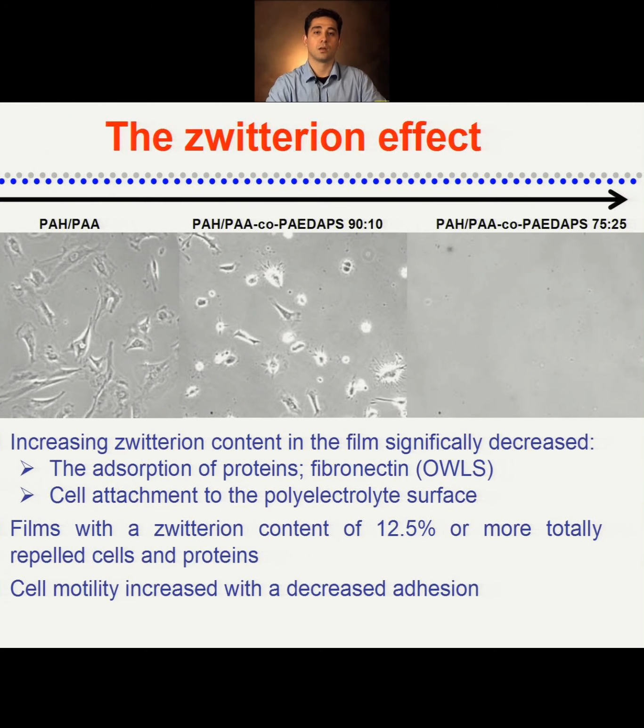As you know, the cell membrane contains between 50 and 75% of zwitterionic phospholipids. So we were interested to look at how the zwitterionic content of the films affects the behavior of the A7R5 cells. As you can see, going from the left to the right, the A7R5 cells start losing attachment and start being motile as the percent of zwitterionic content in the film increases, until they reach a certain point where the surface becomes cell repellent.